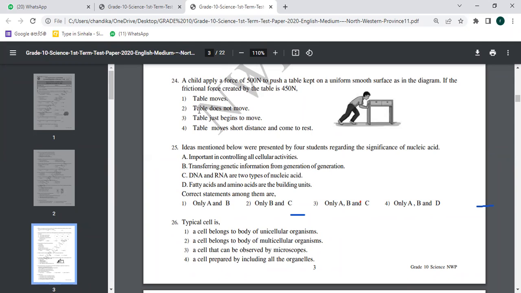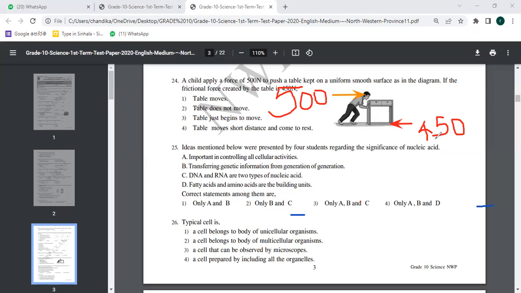Now he is applying a force of 500 Newton on the table. That is now 500. And there is a force opposing his motion. That is frictional force. The magnitude of the frictional force is 450. He is applying a force of 500 Newton. You see now, the difference of the forces is somewhat high, 50.